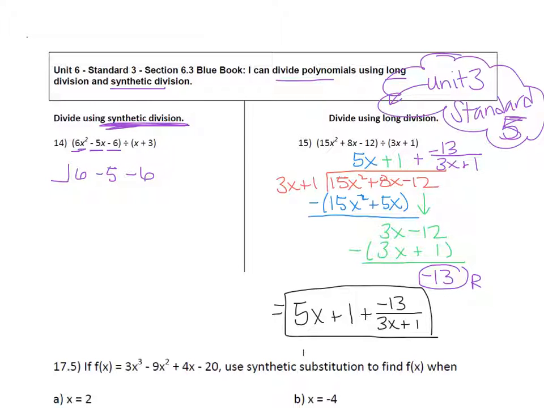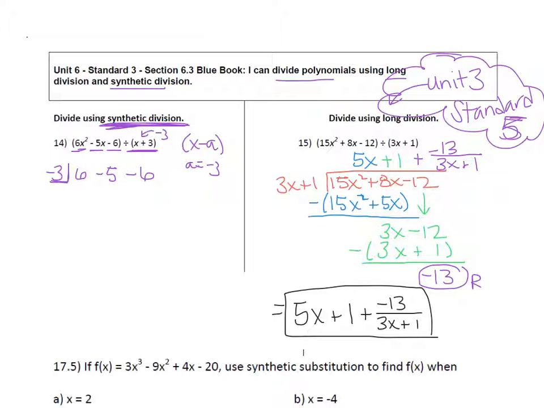Then we're going to create a box right here in the left-hand corner, and I'm going to put my value of a with my divisor. But the divisor has to be in the form of x minus a. Since it's x plus 3, I'm always going to do the opposite of that. So the opposite of that is -3. So a is technically -3. So I put that in the left-hand corner. Okay, so now I'm going to start the process of synthetic division.